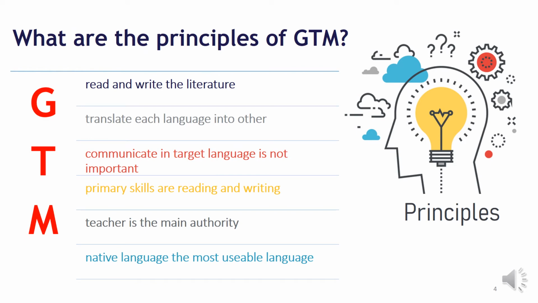What are the principles of grammar translation method? Number 1. Read and write the literature of the target language. Translate each language into another. Communicating in the target language is not important. Primary skills are reading and writing. The teacher is the main authority in the classroom. The native language is the most usable language in the classroom.